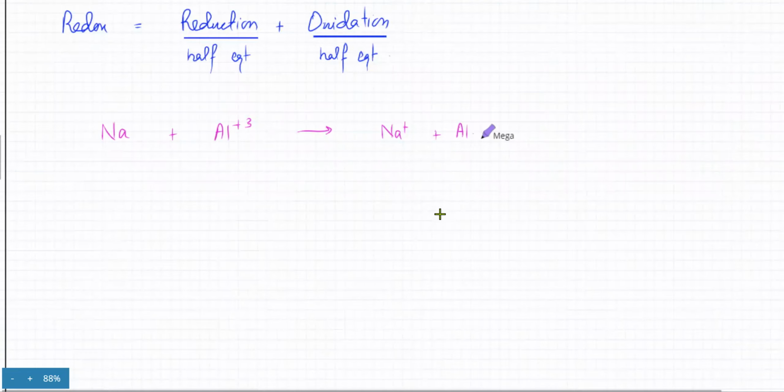The question is, who's losing electrons, who's gaining electrons? That's the first thing. Who got reduced? Na is losing electrons and aluminum is gaining them. So Na has clearly lost electrons, right?